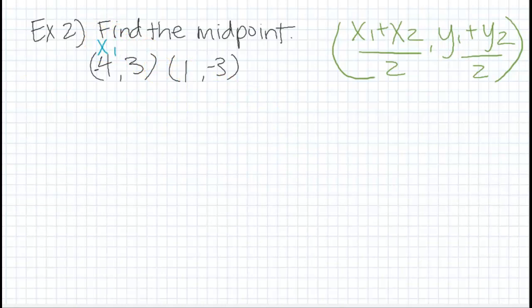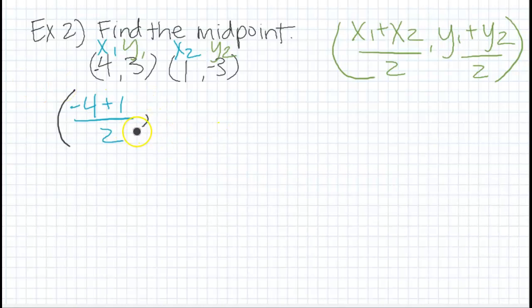I'm going to now label my points, my x1, y1, and x2, y2. So my first point has an x and y, that's why it's called x1, y1. My second point has an x and y, that is why it's called x2, y2. All right, let's get into plugging into our formula. So x1 is -4 plus x2 is 1. I do need to divide that by 2. Always in the midpoint formula.